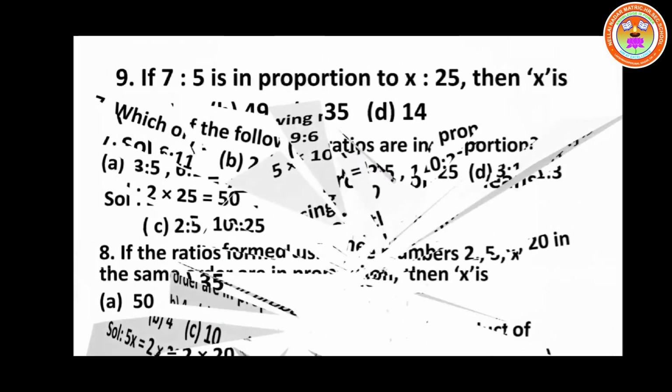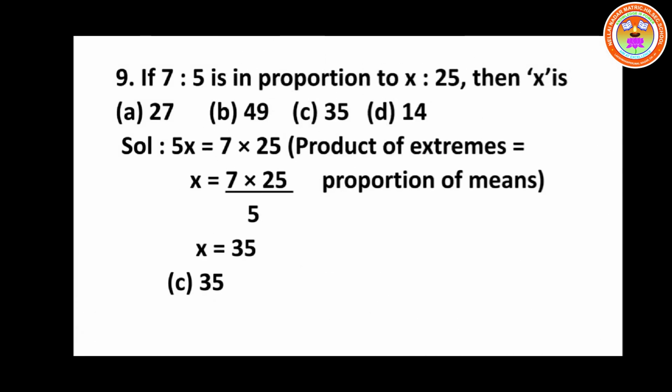Now let us move on to problem number 9. If 7 is to 5 is in proportion to x is to 25, then x is: option A 27, option B 49, option C 35 and option D 14. Solution, the same like what we did in the before sum, the same method.